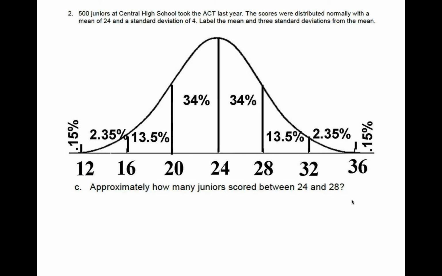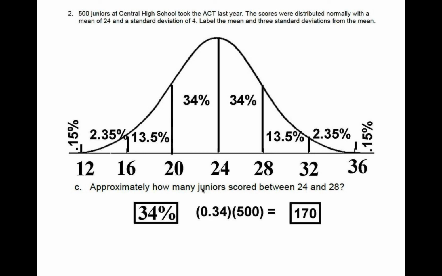Approximately how many juniors scored between 24 and 28? So it's 34% times the 500 juniors. You should be getting 170.